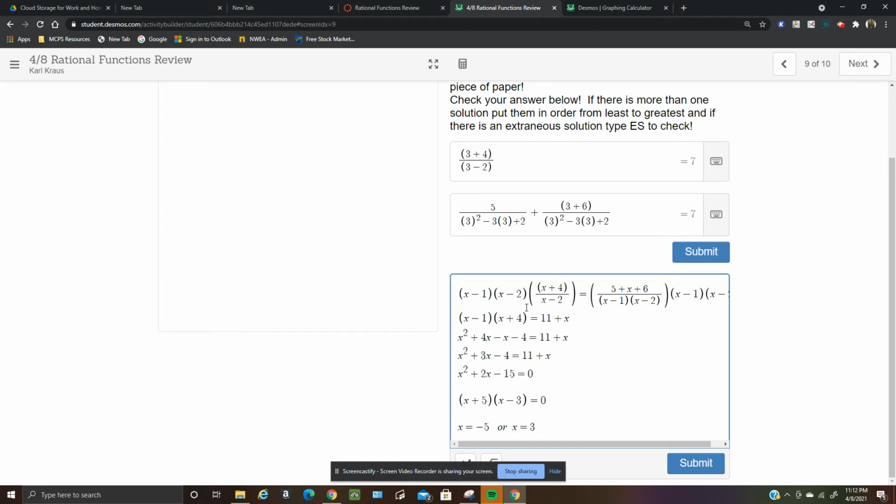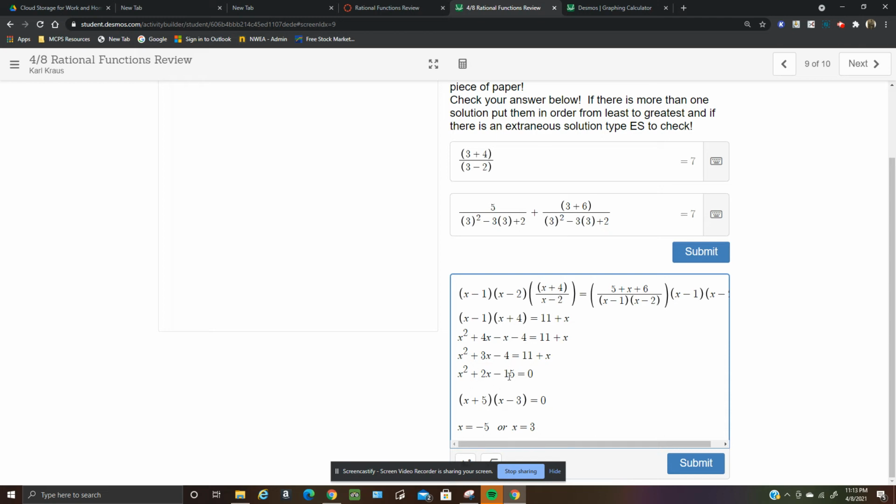both sides. When I do the distributive property, x minus 2 cancels. You have x minus 1 times x plus 4. Over on the right side, both of these factors cancel, and I have 5 plus x plus 6, which is 11 plus x. And then doing the distributive property, combine like terms, and then get 11 plus x over here. So subtract x and subtract 11.